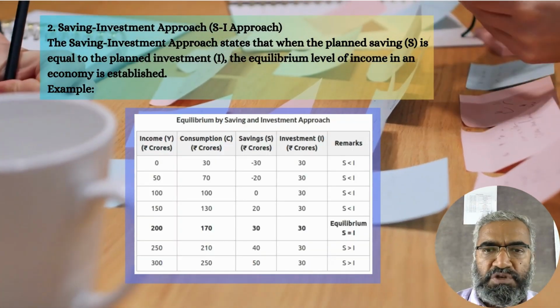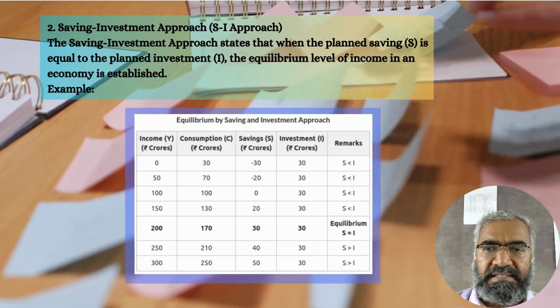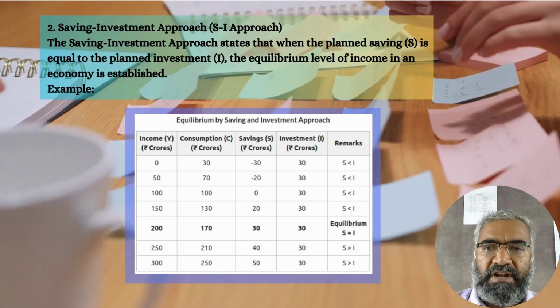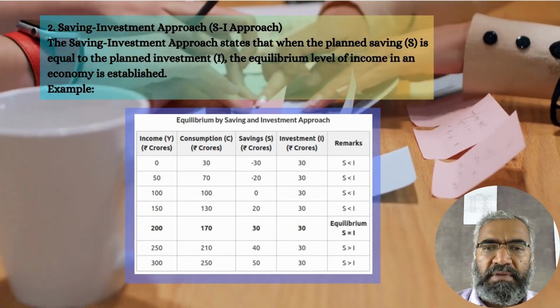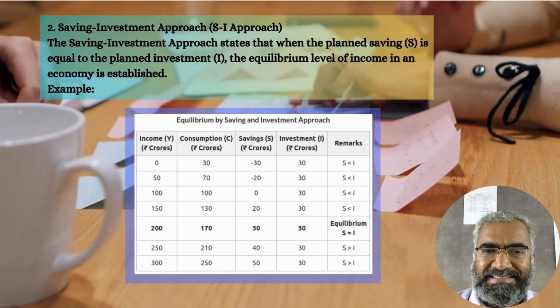Saving investment approach, SI approach. The saving investment approach states that when the planned saving S is equal to the planned investment I, the equilibrium level of income in an economy is established. An example is given in the table.